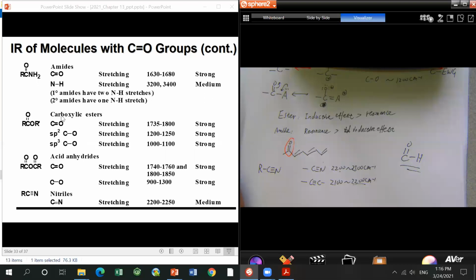Ester, in addition to the C=O bond stretching, you should see the C–O single bond stretching, about 1200, especially the sp2 C–O single bond stretching, with very strong signals. And then we come to the acid anhydride. Acid anhydride normally will show two C=O bond stretching peaks. That's very unique. All other carbonyl compounds only show one peak, the one C=O bond stretching.